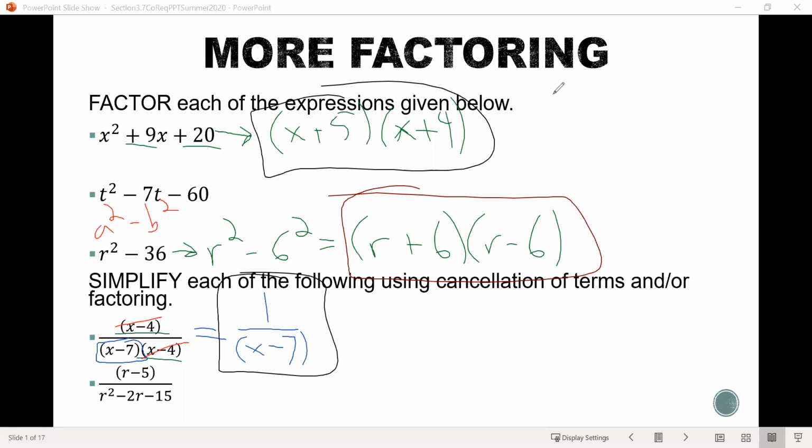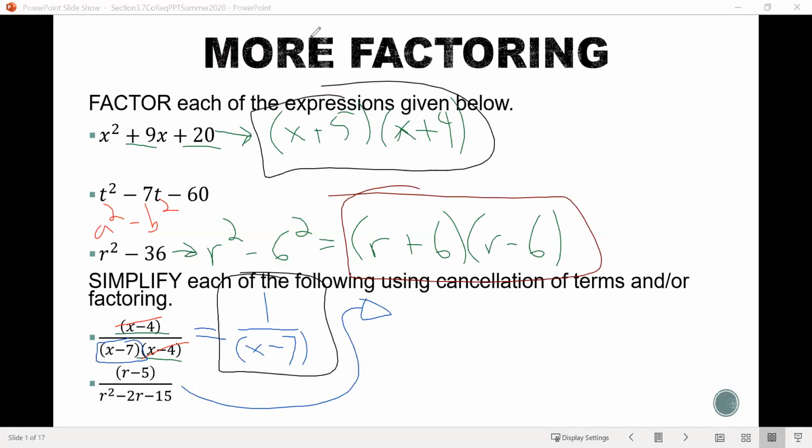All right, for the last one, we'd like to be able to do something similar. And first of all, on this one, we cannot cancel this r with this r here, even though it might look similar to what's above. We cannot do that because those r's are being added and subtracted to things. So the r on the top has the 5 being subtracted from it. The r on the bottom is being multiplied by the 2, and then there has the minus 15 and the r squared.